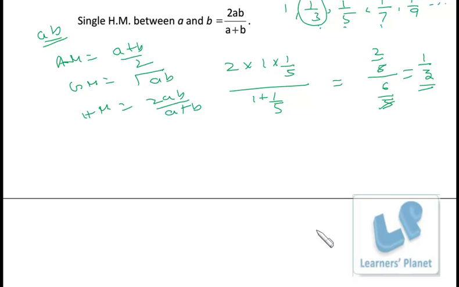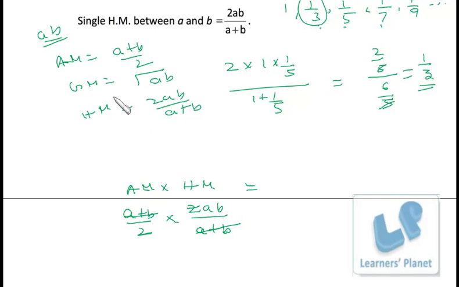Now there exists a special relationship among AM, GM and HM. AM is (a plus b) by 2, HM is 2ab upon (a plus b). That is, arithmetic mean into harmonic mean is equal to ab, that is GM square, the square of the geometric mean. So what is the relationship among AM, HM and GM? AM into HM is equal to GM square. So that's actually an important relationship.